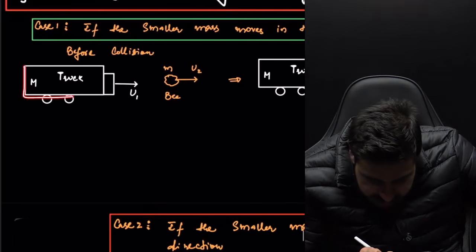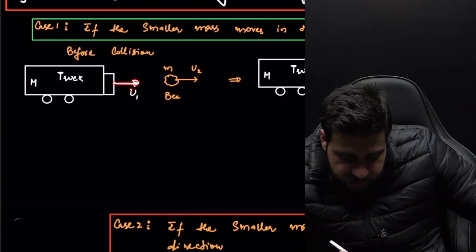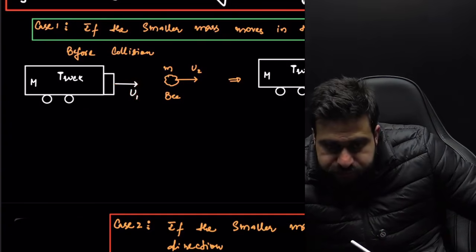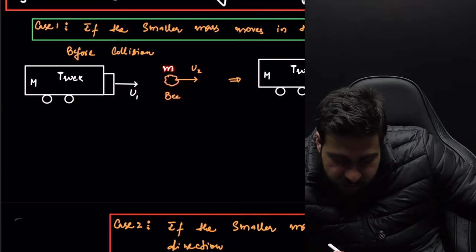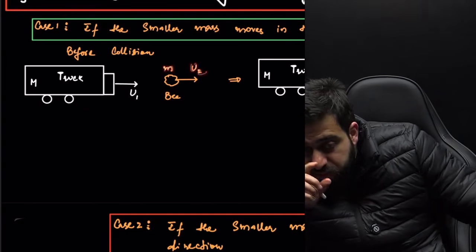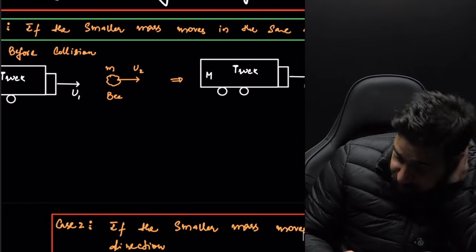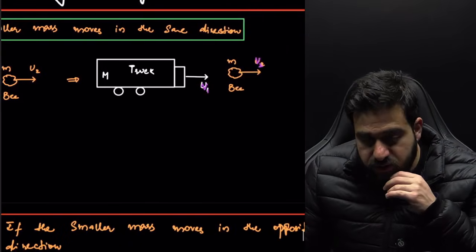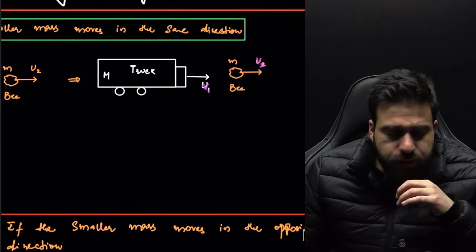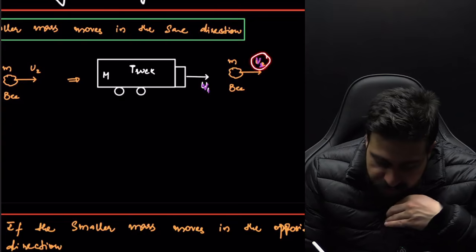Let's suppose there is a truck moving with some velocity u1. It strikes the B, a small object, in Hindi we call it cheety. The mass of B is m and it is moving with velocity u2. The mass of the truck is large. When the truck strikes the B, what is going to happen to the velocity of the truck? Nothing. Now, what is the velocity of B in this particular case?